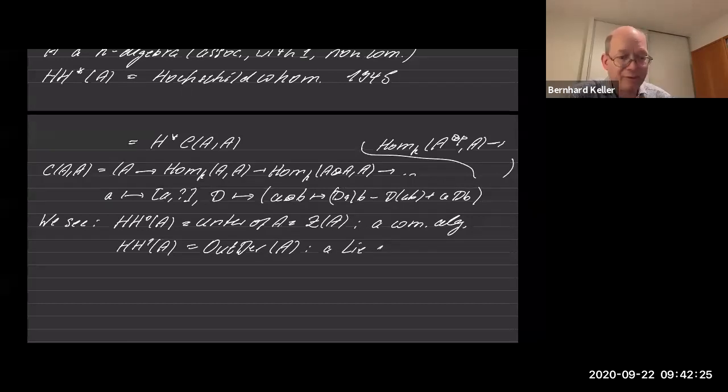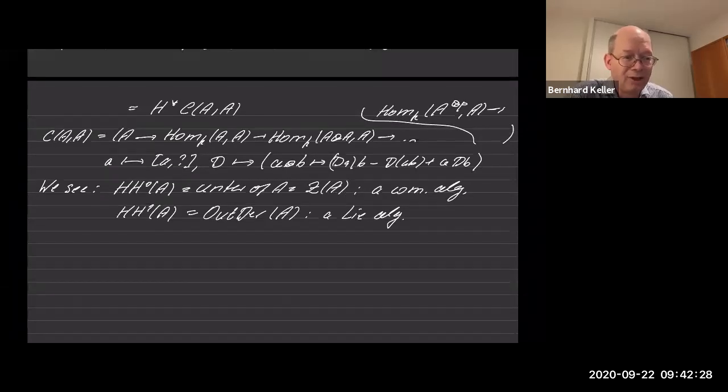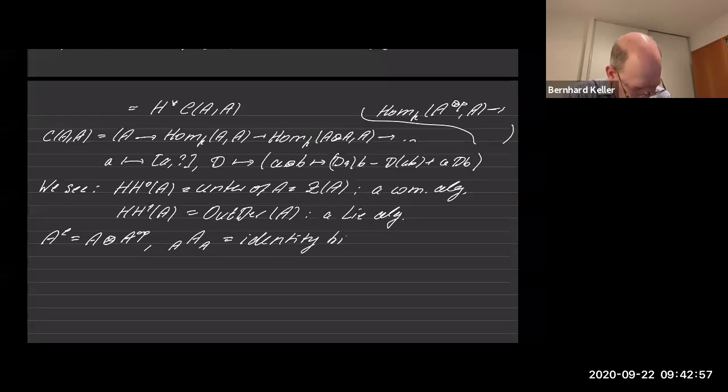Now, both of these structures actually extend to the whole of Hochschild cohomology. Let's first remember how this works for the commutative product. For this, let me introduce the enveloping algebra, A tensor A opposite. Modules over this algebra are bimodules over A. In particular, we have the algebra itself, which we call the identity bimodule or the diagonal bimodule. Identity bimodule, because tensoring with A over A gives us the identity functor.